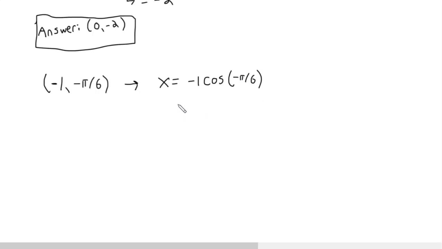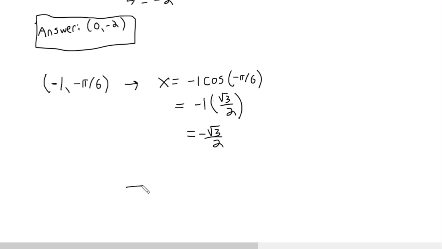So now we just have to evaluate this. We're just going to do -1 times, well, what is cosine of -pi/6? Well, cosine of -pi/6, that's just rad3/2. So my answer is just going to be negative rad3/2. And that's my answer right there.